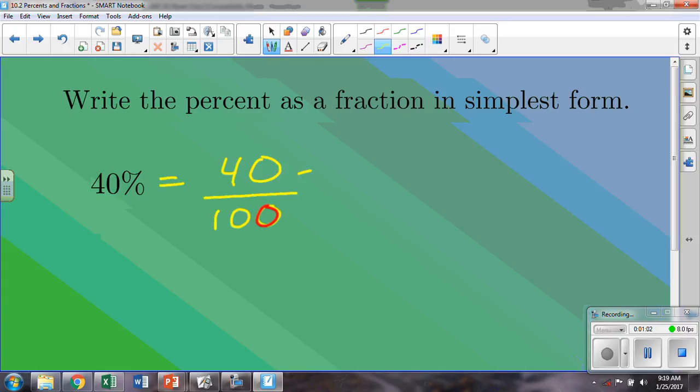We know that this is a piece that we'd be able to divide out. And if we divide it by 10, we'd get 4 over 10. Simplifying further, we could divide by 2, giving you the simplified form 2/5. There, we're done.